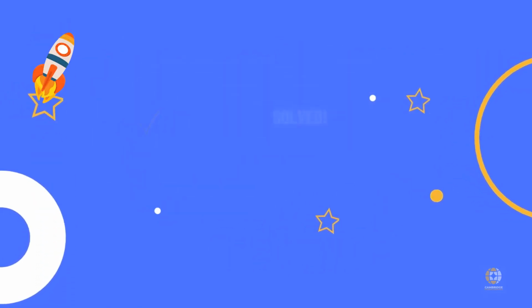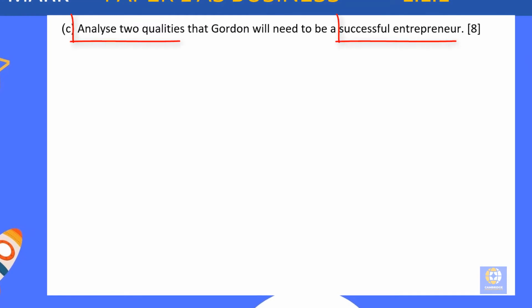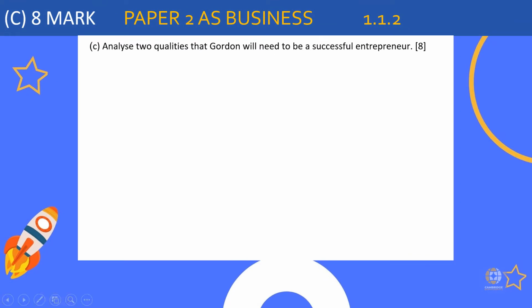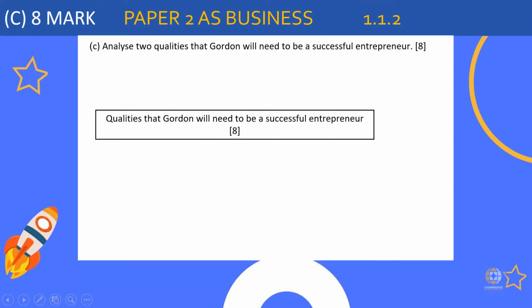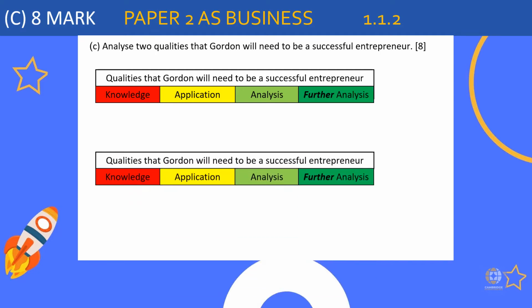In this 8-mark question, we are asked to analyse 2 qualities that Gordon will need to be a successful entrepreneur. To secure all of the marks, we must build 2 chains of analysis, with a knowledge point, followed by application, analysis, and developed analysis.